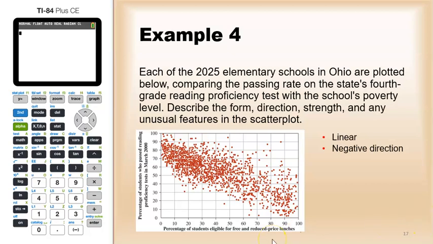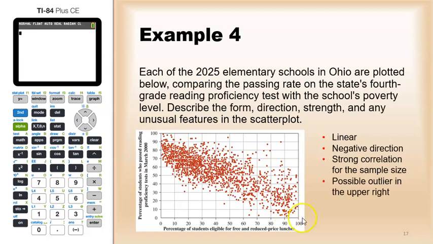It has a negative direction. Strong correlation. Well, you can argue moderate correlation. I would say strong in that with 2,000 points, the fact you can see any kind of pattern is pretty much strong. But if you said moderate, that's fine.